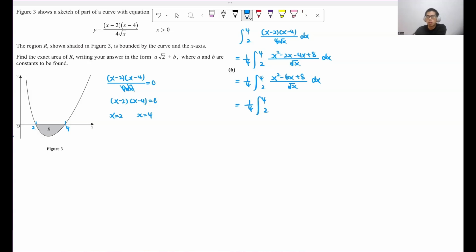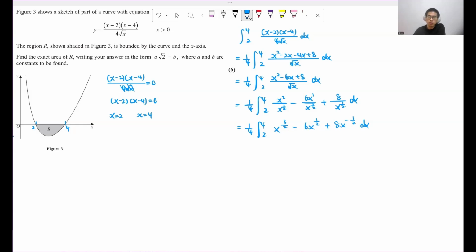To integrate this, you can see there's only one term in the denominator and more terms in the numerator. In this case, we just split this into 3 different fractions. So x squared over x power 1/2, minus 6x over x power 1/2, plus 8 over x power 1/2, dx. Then we divide the indices. Same base, when we divide them, we minus the power. 2 minus 1/2 is 3 over 2. The next one will be 6x power 1/2, because 1 minus a half is just 1/2. And the last one will be 8x power negative 1/2 dx.